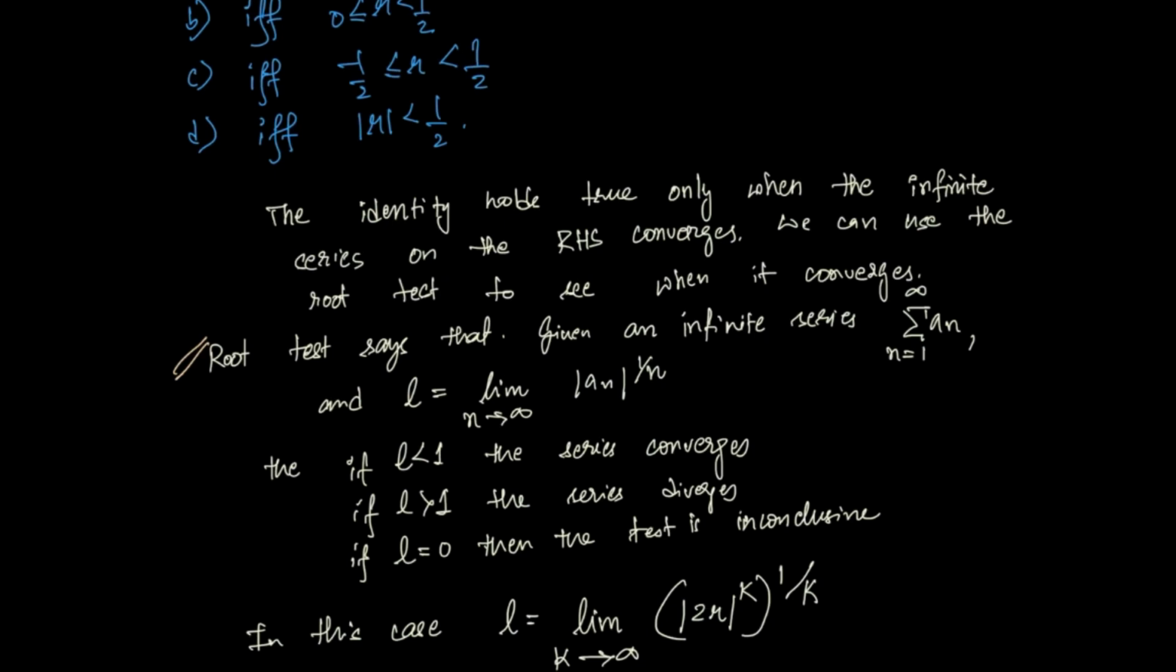Okay, so the term: take the absolute value and raise it to the power of 1 by the term number, basically. Then check these three. If L is less than 1, then the series converges. If L is greater than 1, then it diverges. If it is 1, then the test is inconclusive.